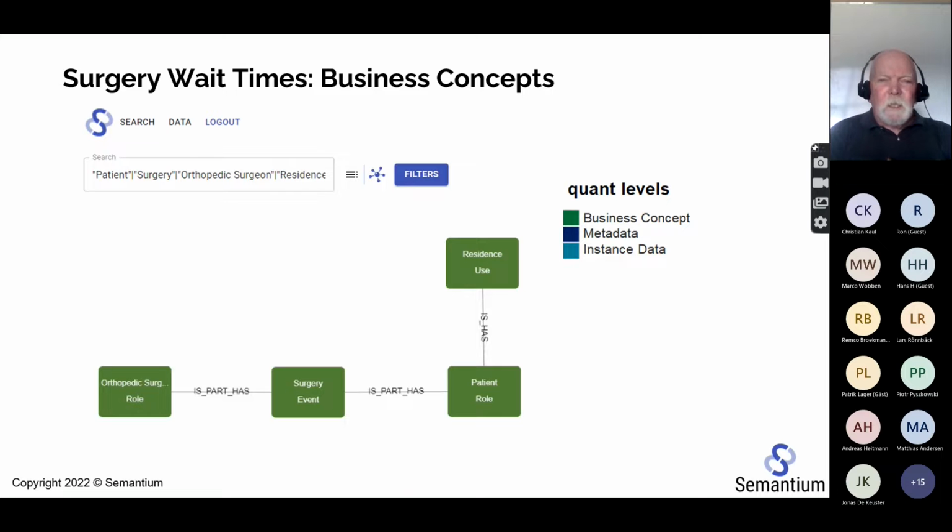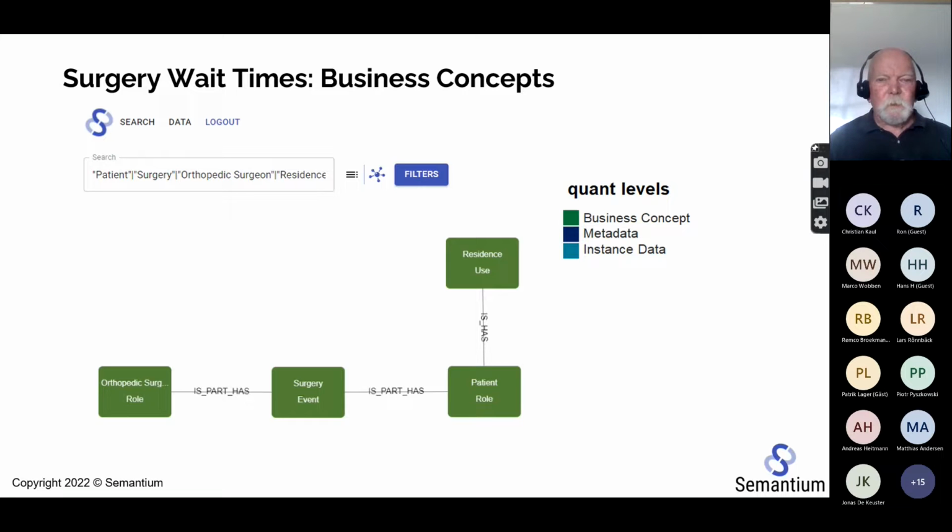So here's the Semantium MVP view of what exactly we did. In the next few slides, I'm going to show you these different levels, but I'm also going to show you the quant levels first. I'll expand these concepts of residence, patient, surgery, and orthopedic surgeon. And then I'm going to switch gears and show you how they're represented in terms of classification.